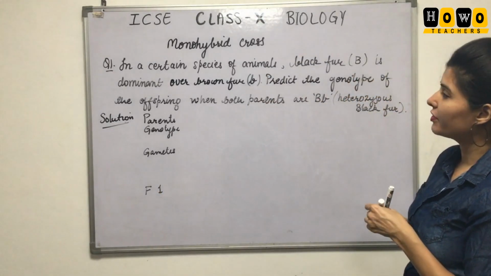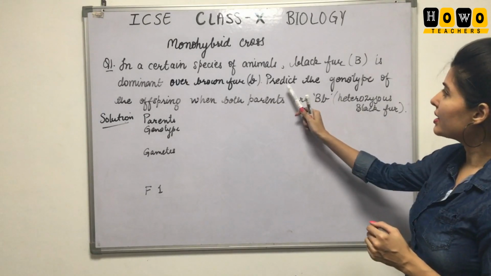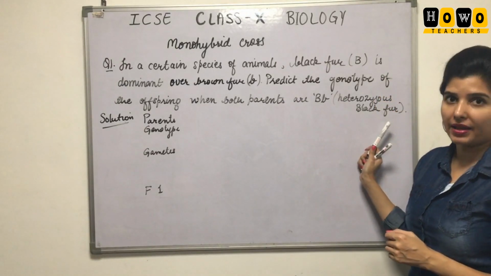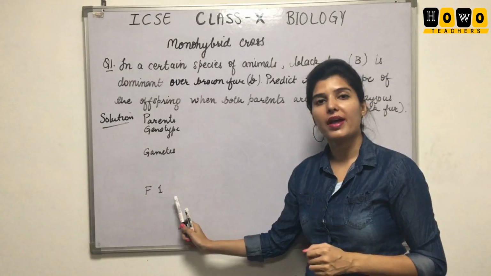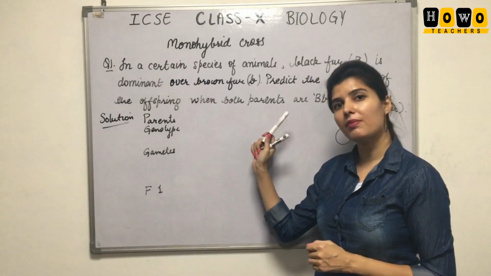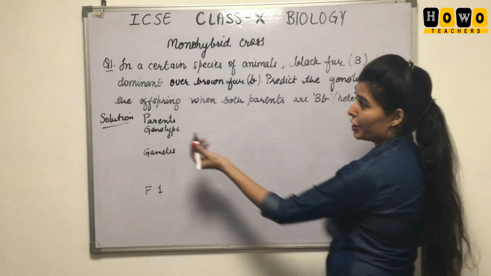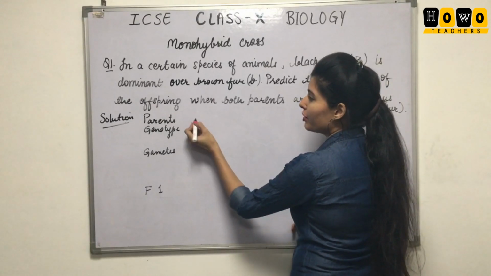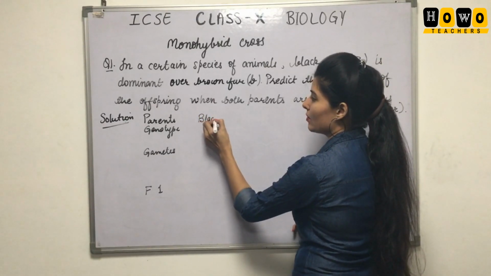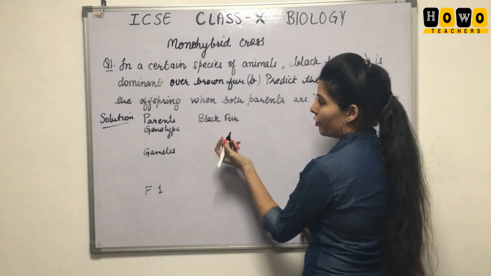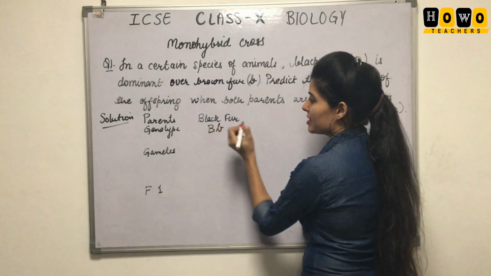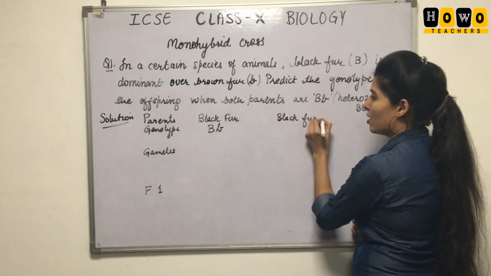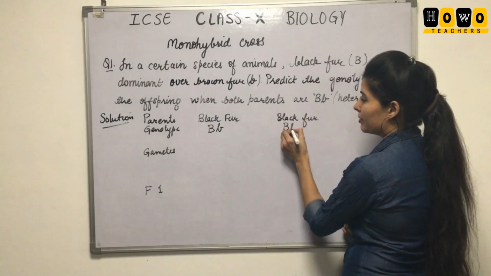So here in this question, firstly let us see what they are asking. They are asking: predict the genotype of offspring when both parents are heterozygous black fur. So they are asking us about the F1 generation, that when we are going to cross them, what will be the first generation that we will get. So the parents that here we are having are heterozygous black fur. So phenotype of the parents is black fur for mother and genotype is this, and for father also black fur and its genotype is also capital B small b.